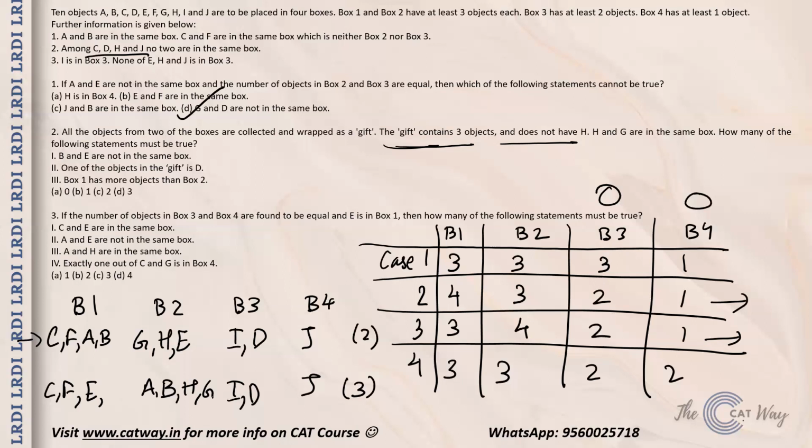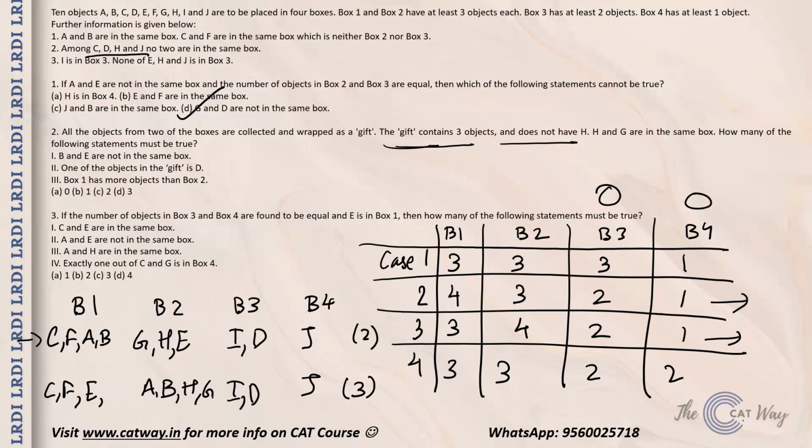Okay. So how many of the following statements must be true? Must be true means definitely. B and D are not in the same box. So in both the cases, B and D are in different boxes. So statement 1 is definitely correct. One of the objects in the gift is D. That is also true. So 2 statements are definitely true.